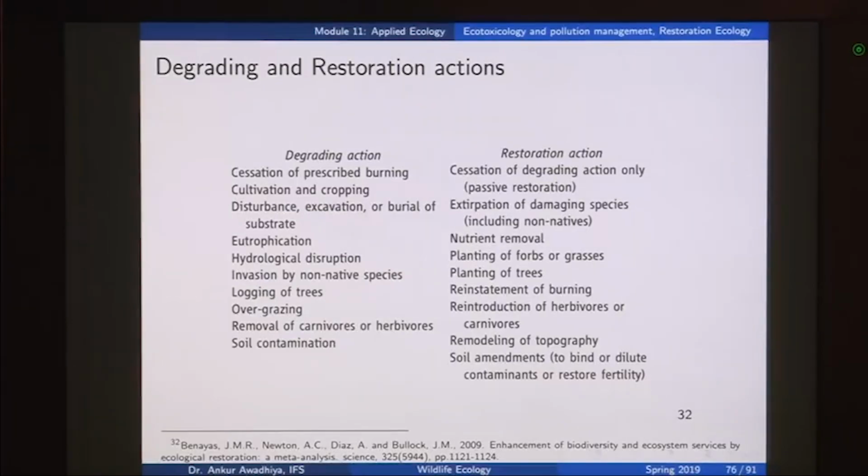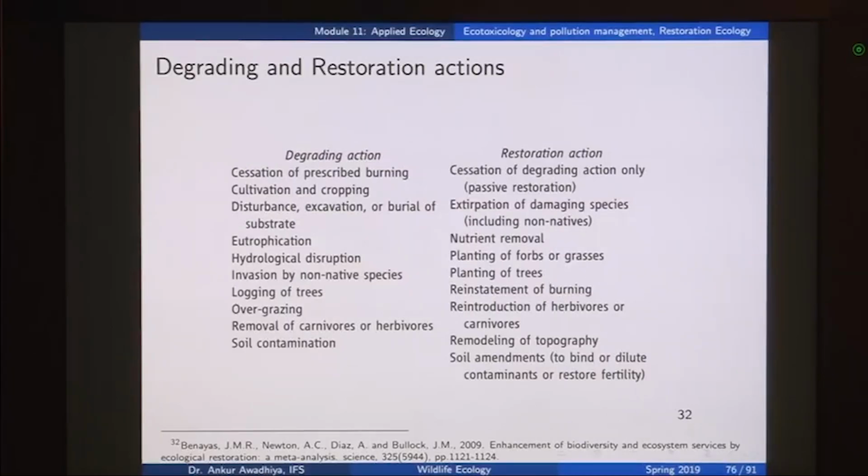Another degrading action could be cultivation and cropping in this area, because if you have a very heavy cultivation in an area, you would probably go for a large amount of pesticides, a large amount of fertilizers that could again be degrading to the ecosystem. Or things like disturbance, excavation or burial of substrate. So, things like mining operations, or things like you dig a hole and you fill it with waste materials, are included in these things.